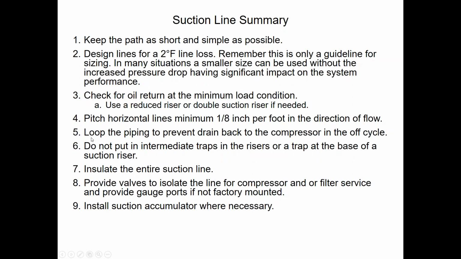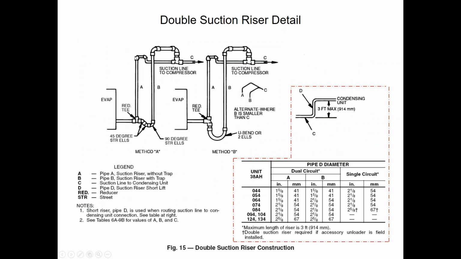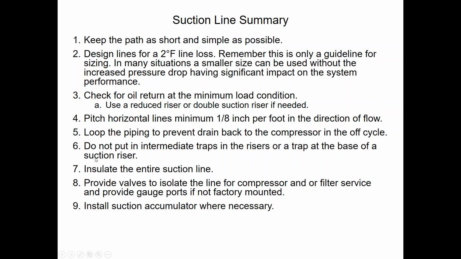Loop the pipe to prevent drain back. This is the inverted loop at the top of double suction risers, like this and this. Or if you're just coming out of the evaporator coil, going up to the horizontal section, always put that little inverted loop in. Traps, we don't want those intermediate traps, the 10-foot riser traps, any traps. The only time we want traps would be in the construction of a double suction riser. So no traps anywhere else outside of the inverted traps.